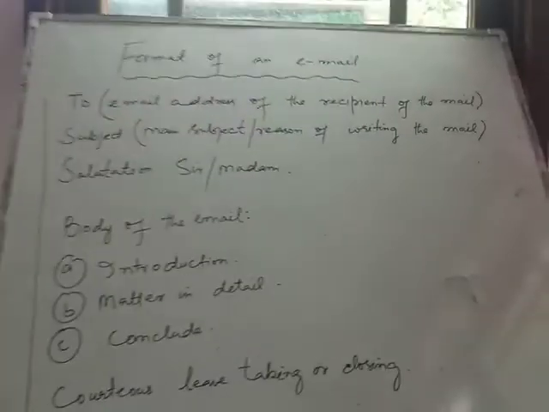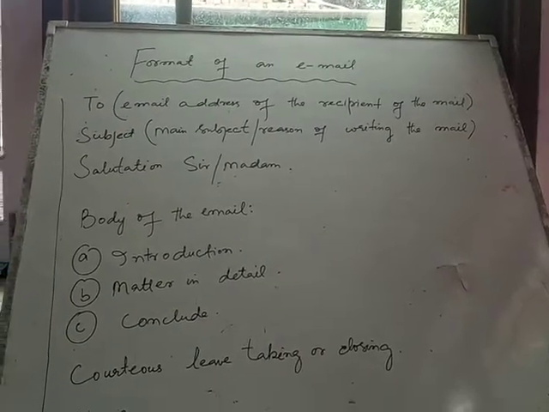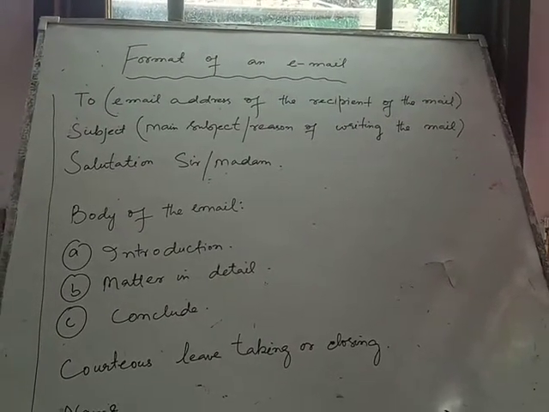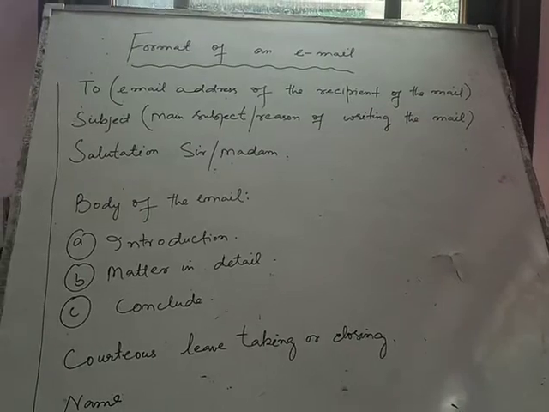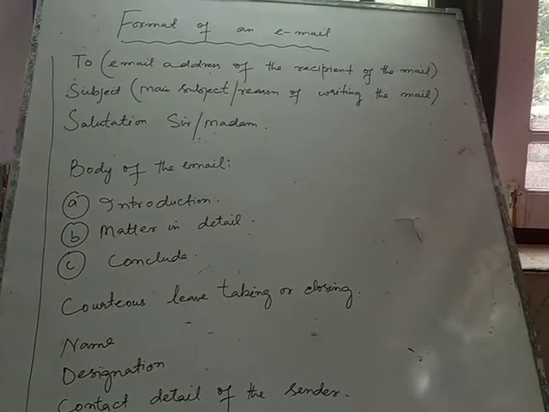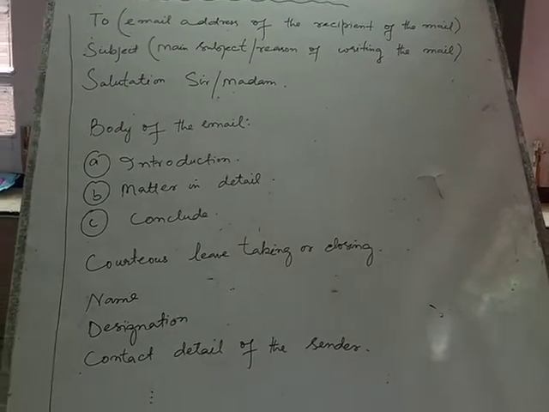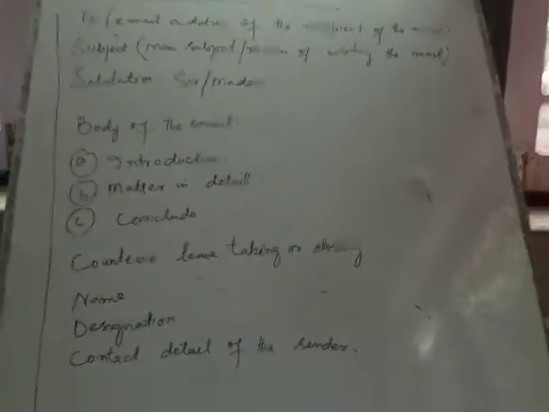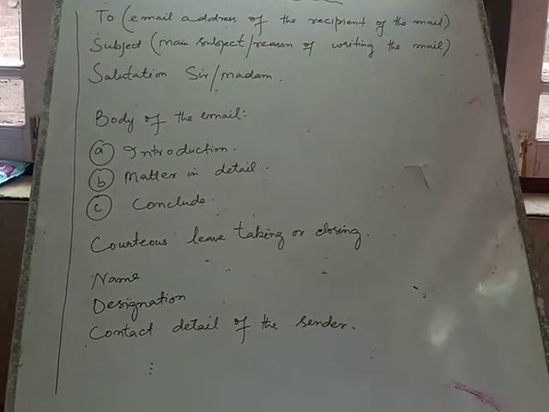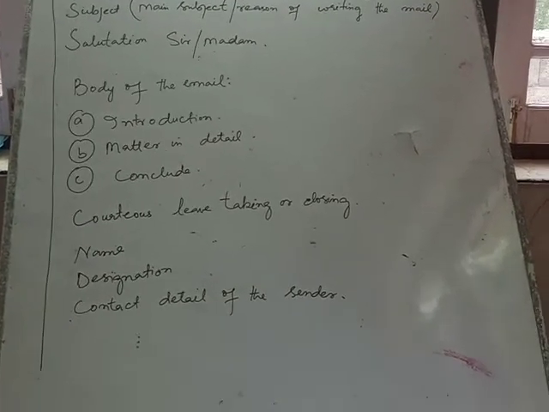Here also, look, I have made the same format. Format of an email: first of all, you have to write the email address of the recipient of the mail. Then subject, in subject you have to write the main reason why you are writing the email. Then salutation, it can be sir, it can be madam, depending on the situation. Then you have to leave a line, and you have to write down the body of the email that consists of three important things: introduction, matter in detail, and conclusion.